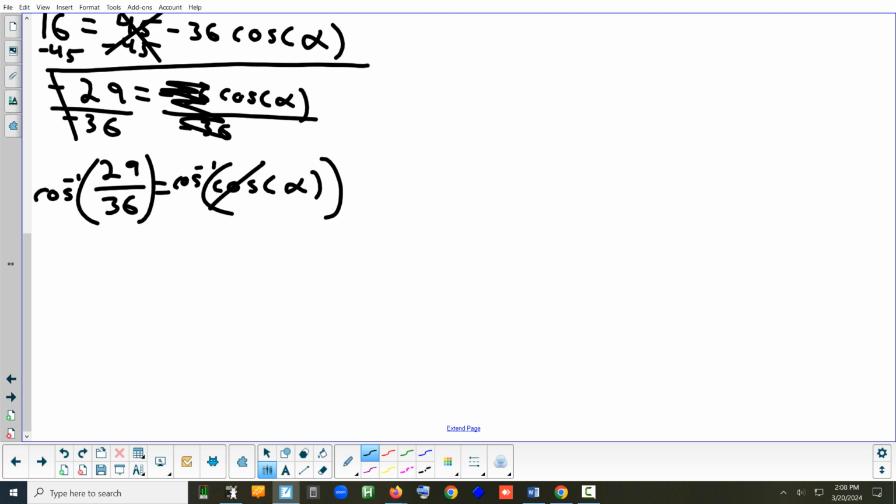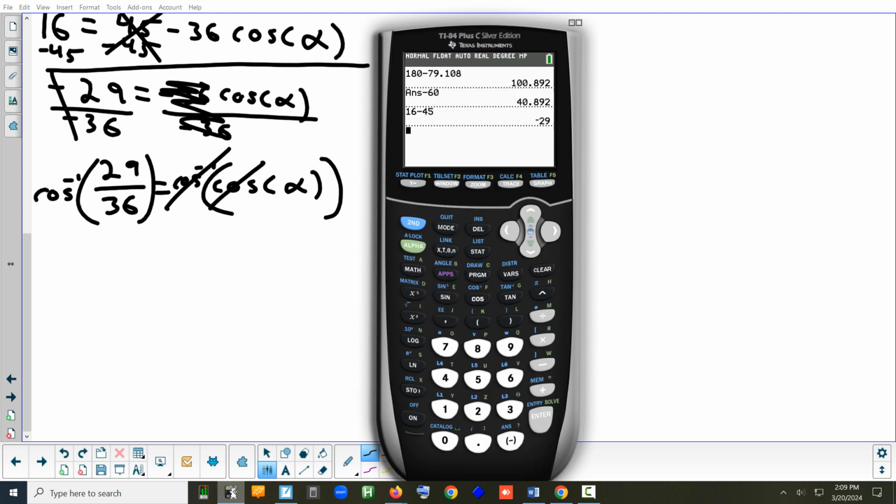Inverse and regular cosine cancel out. And up till now, that's exact. The answer is the inverse cosine of 29 over 36. We've done no rounding. Now we're going to round. So inverse cosine, 29 over 36. Doesn't matter that I didn't close my parentheses. 36.336.